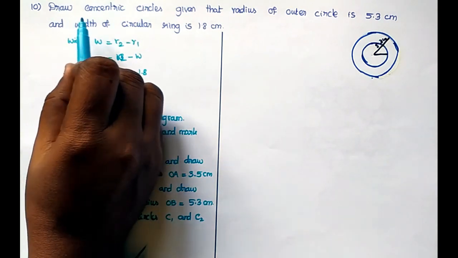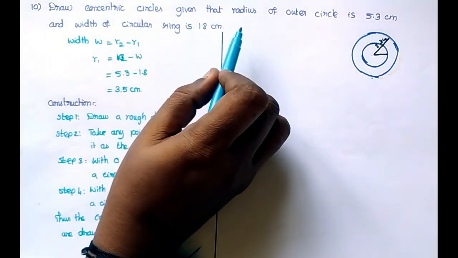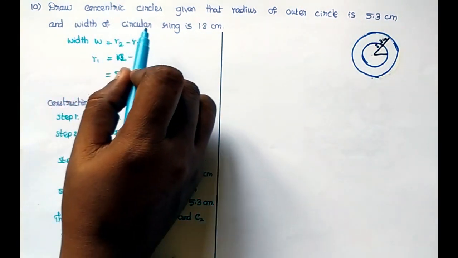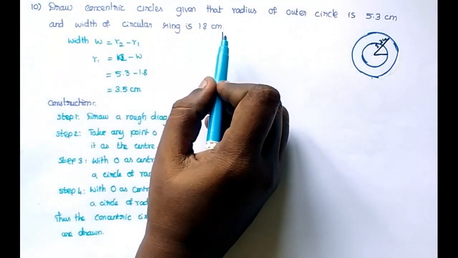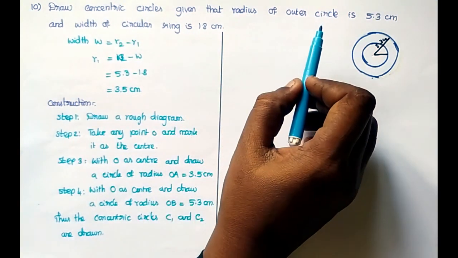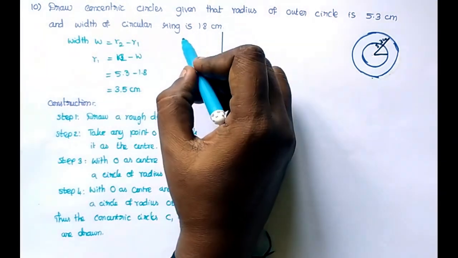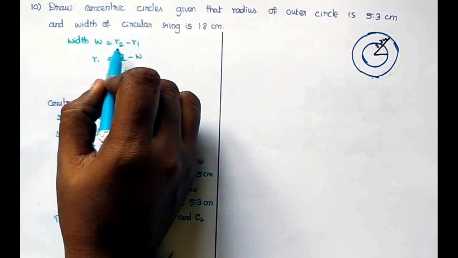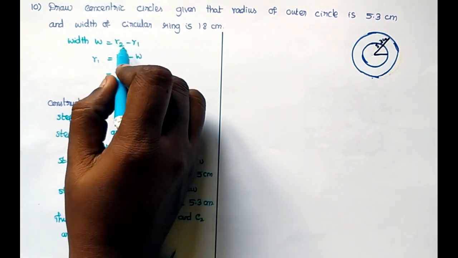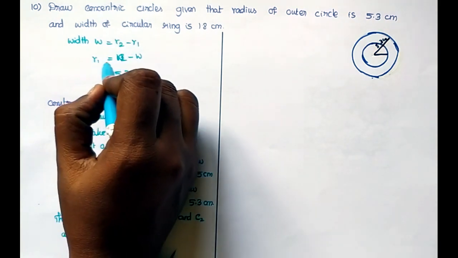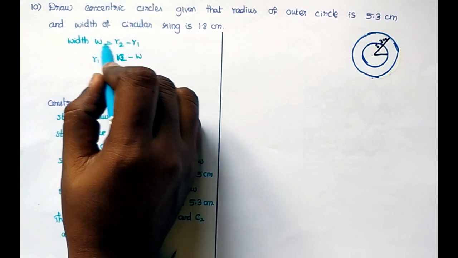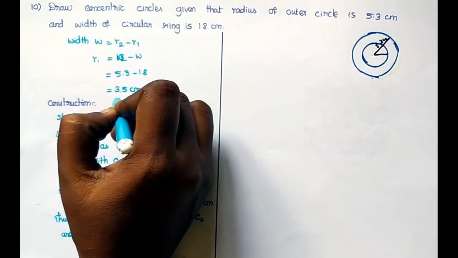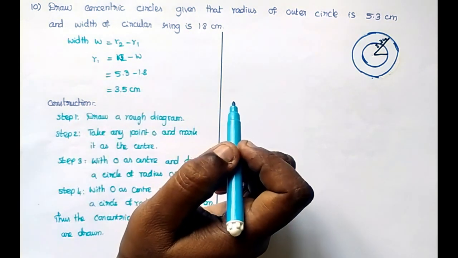10th sum, draw a concentric circle. Given that radius of outer circle is 5.3 centimeter and width of circular ring is 1.8 centimeter. Listen, here they gave outer circle and width 1.8 centimeter. We know the formula width equal to R2 minus R1. From that we find R1 equal to R2 minus width. So that is 5.3 minus 1.8, we get 3.5 centimeter.